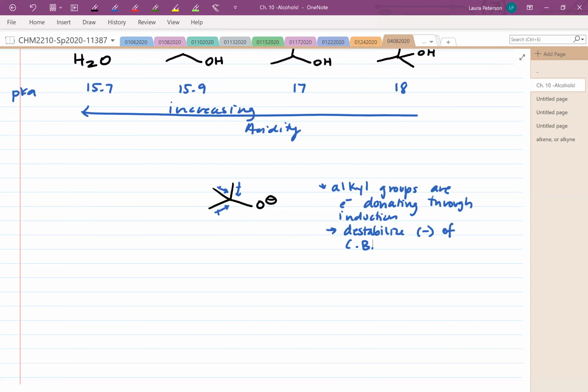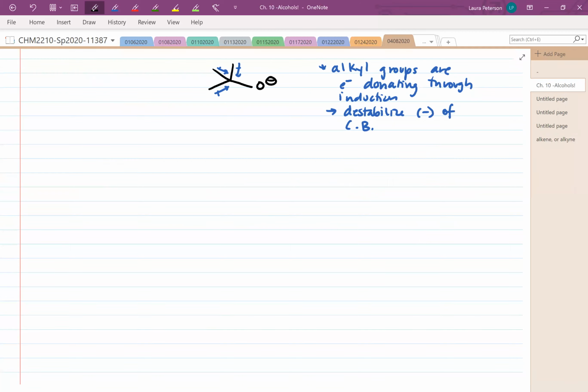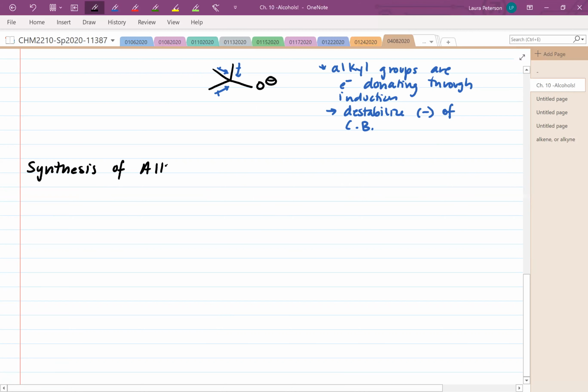So the first one I was mentioning is the preparation, or the synthesis, of alkoxides. Remember that alkoxides are the conjugate bases of alcohols, conjugate bases of ROH. So how would we prepare those? We basically are going to have 2 general ways. One is that we're going to mix our alcohols with sodium.